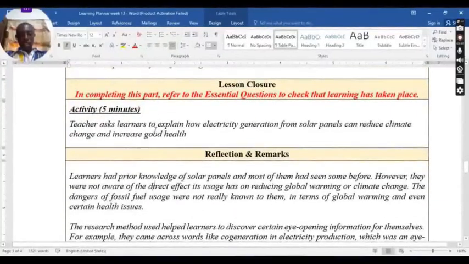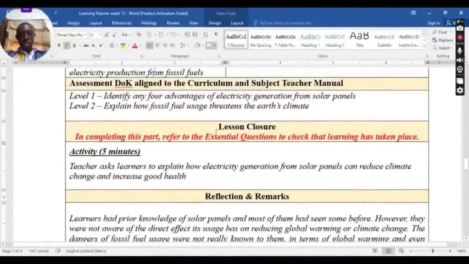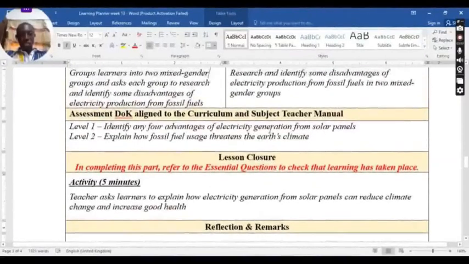Reflection is done after everything is completed, the lesson has been closed, you have finished teaching the lesson. Now, from the starter to the lesson closure, all must be within the 60 minutes. So you have to apportion the time.